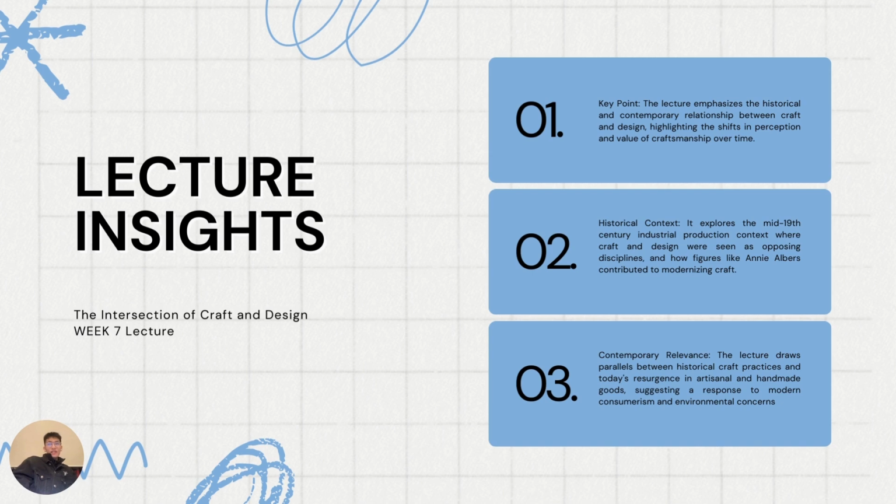The lecture insights. The lecture explores the intersections of craft and design, highlighting historical complexity and contemporary relevance. It argues that craft, characterized by skill, knowledge, and materials, stands in opposition to industrial production. Key historical figures like Anni Albers' modernist crafts emphasize its importance in both art and design. Today, more people are returning to handmade practice as a response to consumerism and environmental issues. This movement promotes sustainability and social responsibility.